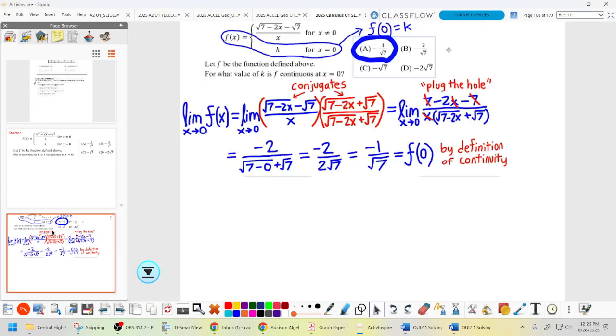So here's some work for that one. And you should have chosen A. Go ahead and take a look at the work. How come you can just cross off the x in the numerator? Because this 7 minus 7 is 0. So it's really just negative 2x over x. So you can just divide that off.